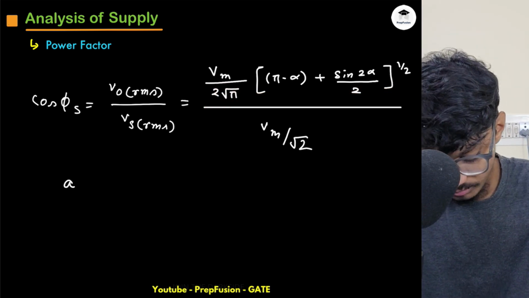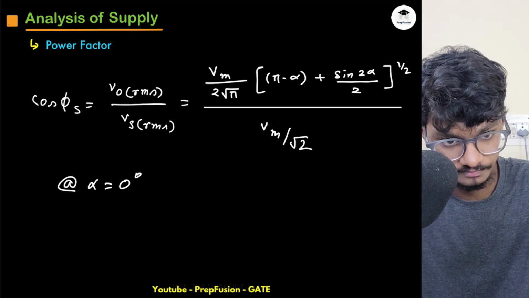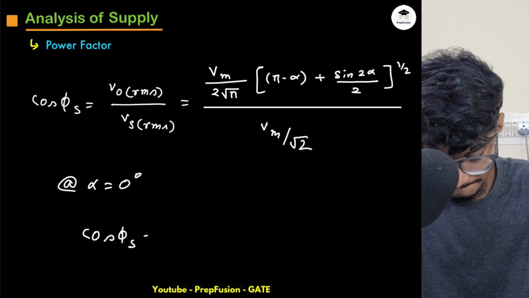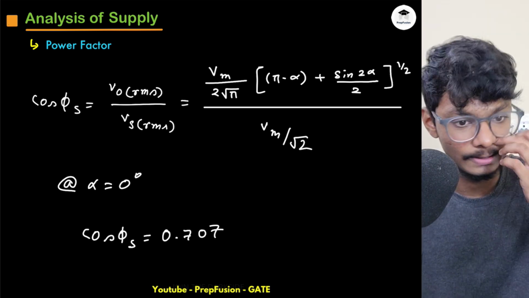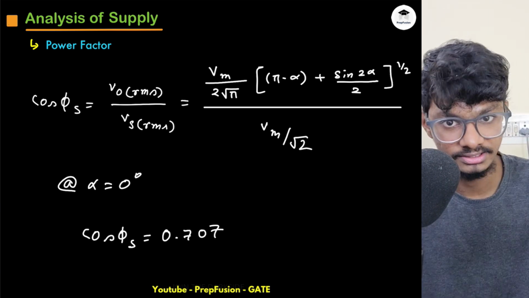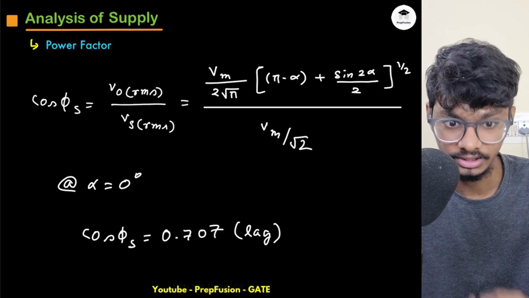Now what is the maximum power factor that I can possibly get? I will get the maximum possible power factor at alpha equal to 0. At alpha equal to 0, my cos phi will be 0.707, and I have already told you, if you compute the angle of the current, it will be somewhat lagging than the voltage. So obviously it will be lagging.